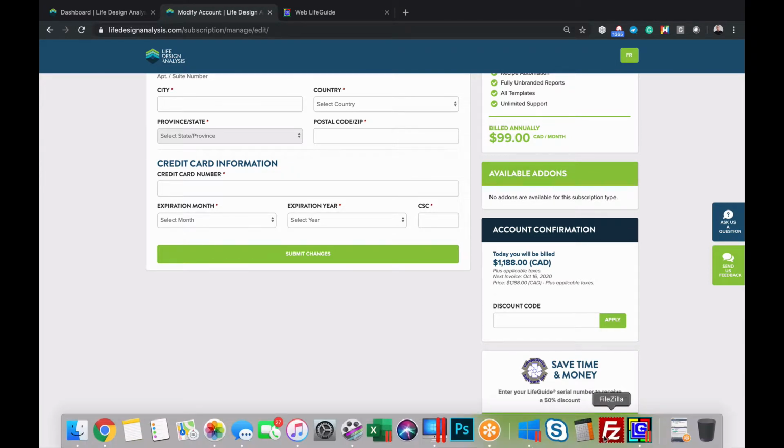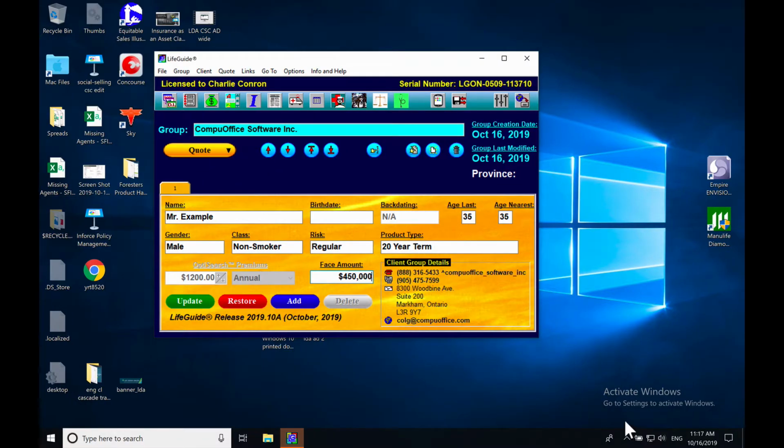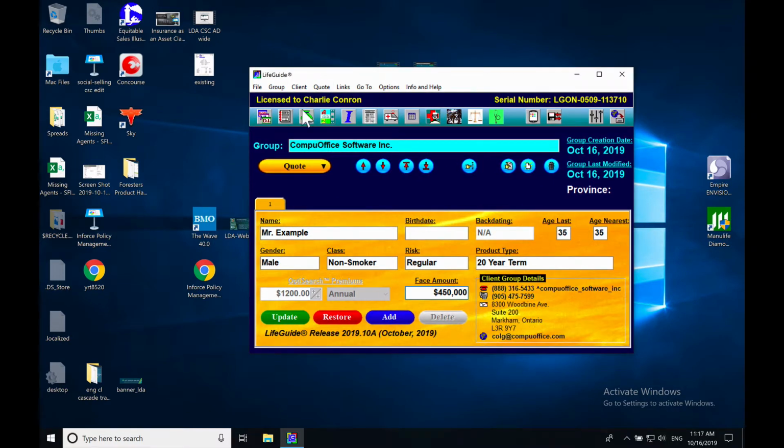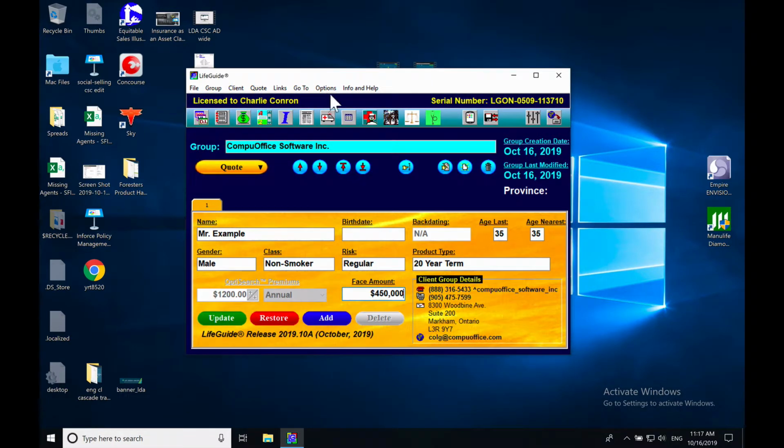Now, what I'm going to do is navigate over here to the LifeGuide application. If you haven't seen this before, this is LifeGuide software, and it's the premier multiple quotation platform out there. Really, the information that it has in it is extremely robust, and maybe Ami can speak to some of that a little bit later on.